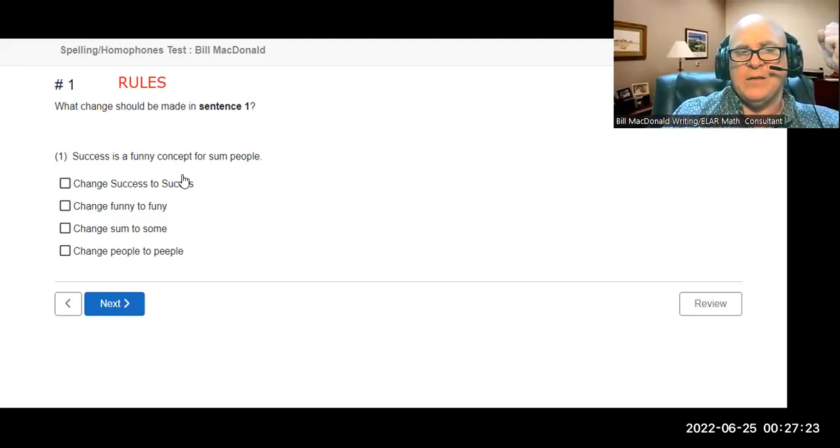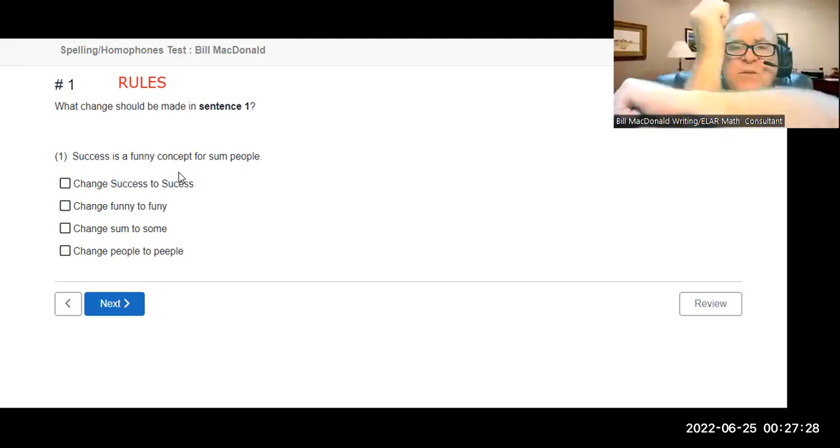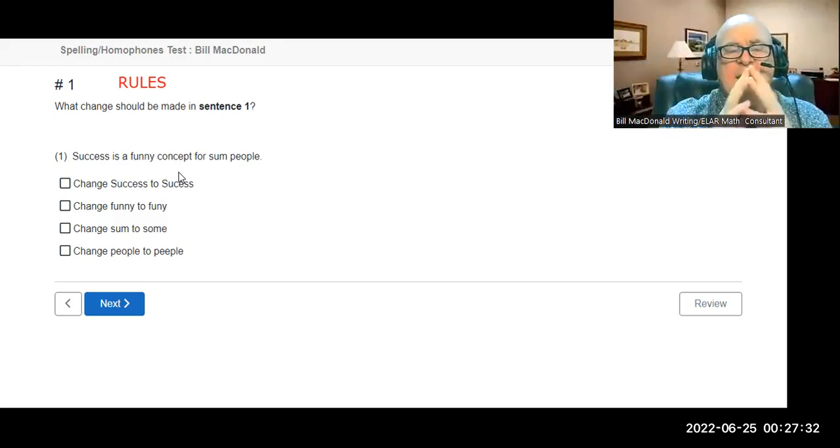Capital success is a funny concept for some people, period. The second I saw that word some, my brain said some plus add. Huh. I knew that that's the kind of sum that we're talking about. So I think that some is wrong. I'm going to underline the word change.